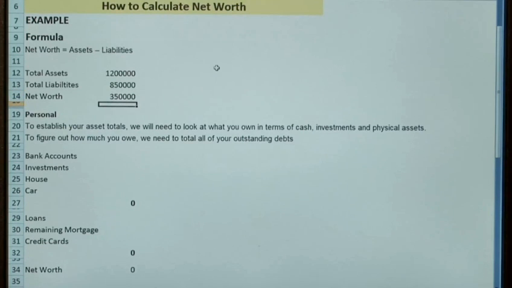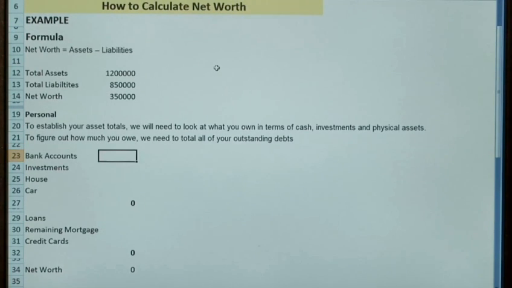It's probably more useful from a personal perspective to understand your own financial position, because a lot of people lose track of it and don't really know what they owe or what they have coming in and what their assets are. So in terms of getting your total assets, you want to look at what you've got for your cash, your investments, your physical assets, and what you owe is obviously all your outstanding debts.